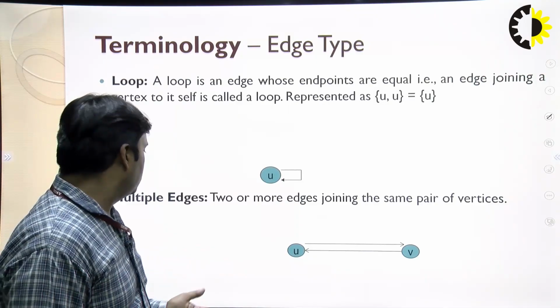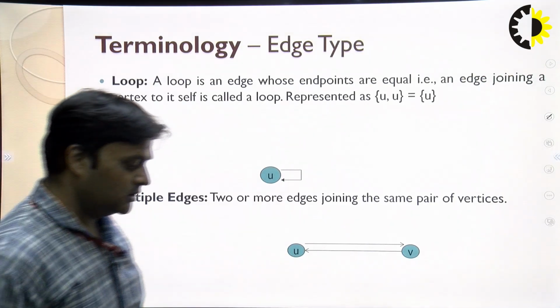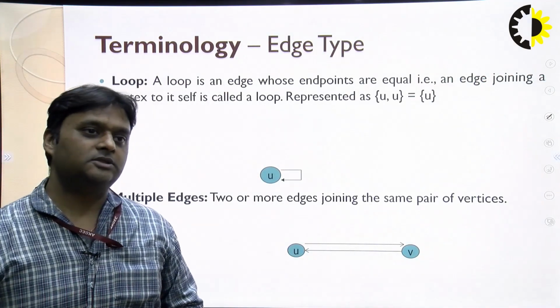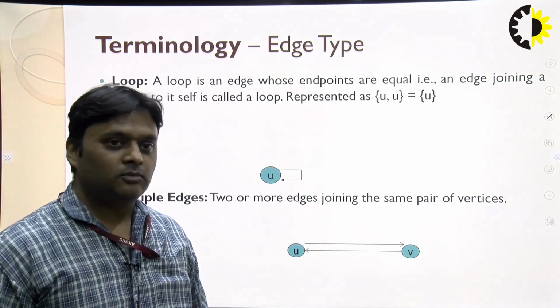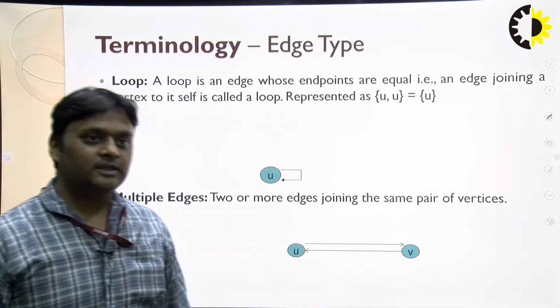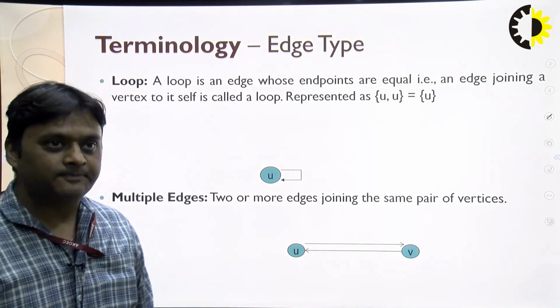Loops and multiple edges. A loop means both ends of an edge are the same. If there is more than one edge between two vertices, then these edges are called multiple edges or parallel edges.